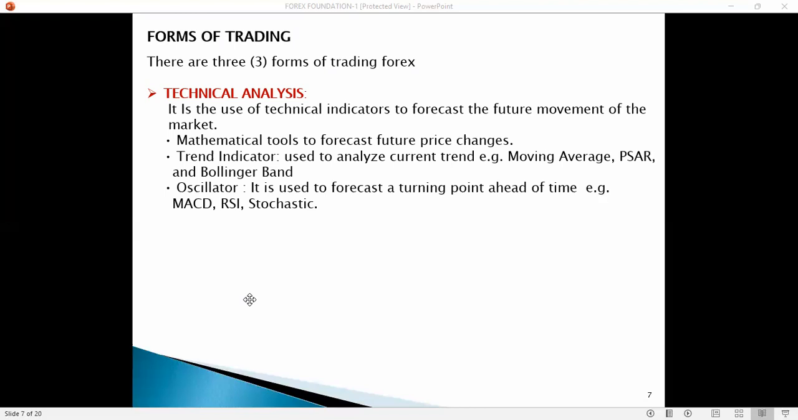We have some indicators that tell you when the market is trending. What do I mean by trend? Trend in the sense that when the market is going in one direction, probably going up in one direction, that is what we call a trend. And if it is going down in one direction, that is also a trend. Either we have an uptrend, or we have a downtrend. So moving average, for example, tells you when the market is trending, either going up or going down. All right. We also have parabolic SAR and Bollinger Bands. So this set of indicators tells you when the market is trending.